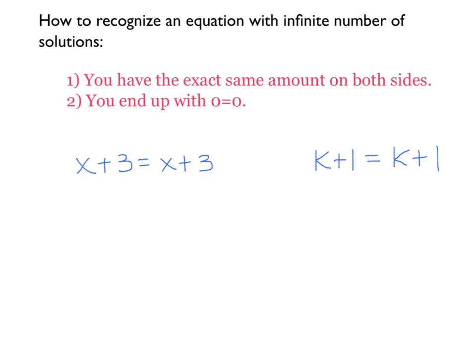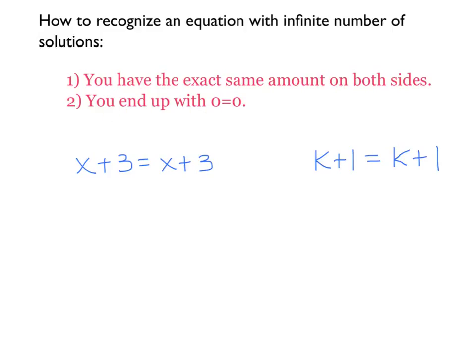All right, so we're going to add this to our notes. How can you recognize an equation with an infinite number of solutions? One way to recognize it is if you have the exact same amount on both sides. Here would be an example: x plus 3. You might see I have the exact same thing on both sides. So no matter what I put in for x, both sides are always going to equal the same amount.